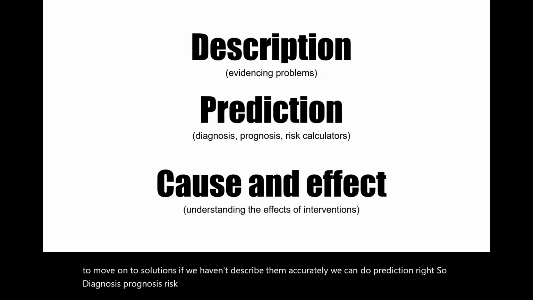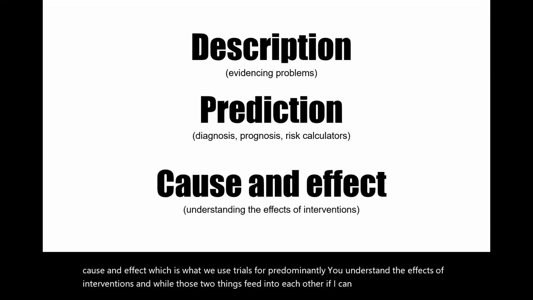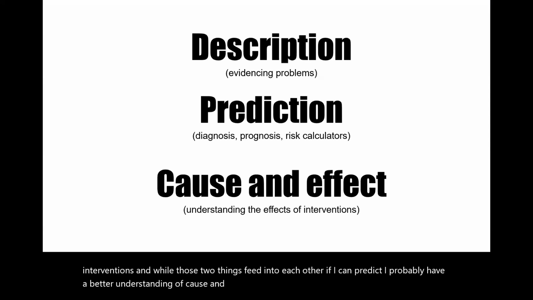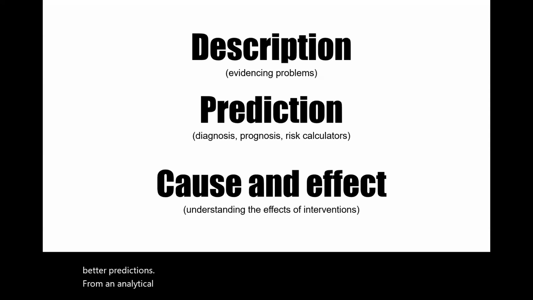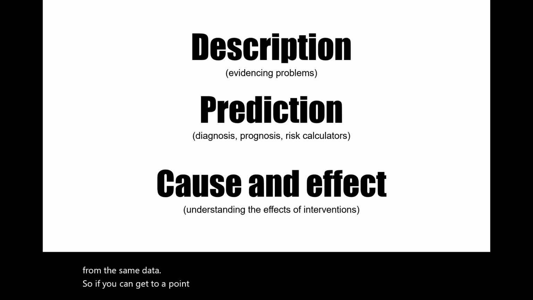And that's an important contrast to the third, which is cause and effect, which is what we use trials for predominantly, to understand the effects of interventions. And while those 2 things feed into each other, if I can predict, I probably have a better understanding of cause and effect. If I understand cause and effect, I can make better predictions. From an analytical point of view and a design point of view, they require different things, even from the same data.